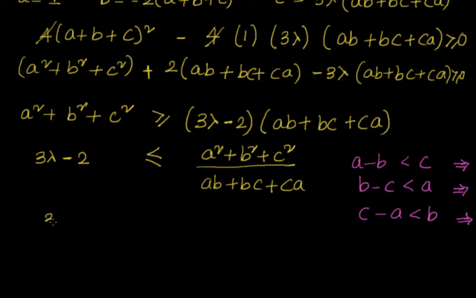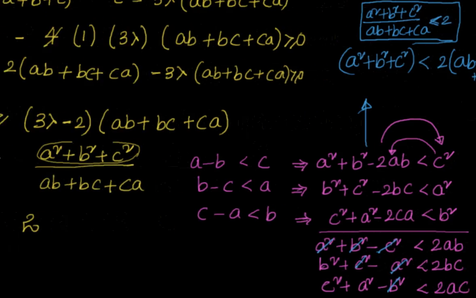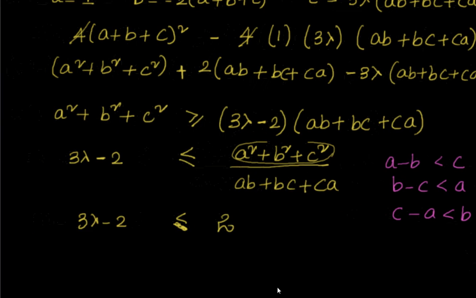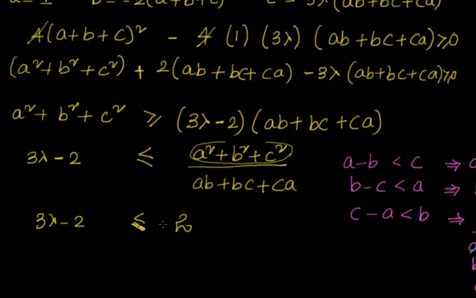Okay, fine. And we found out that 3 lambda minus 2 is less than or equal to that. Can I say less than 2? Because we know that this value is less than 2 into ab plus bc plus ca. That is what we have proven just now. Right? So we can go back now and substitute 2 here. Can I say 3 lambda is less than 4, or lambda is less than 4 by 3?